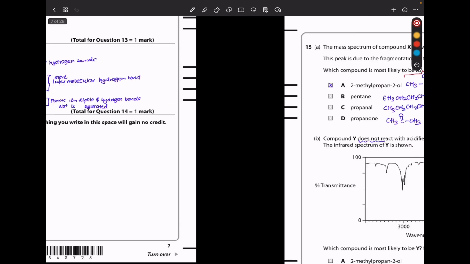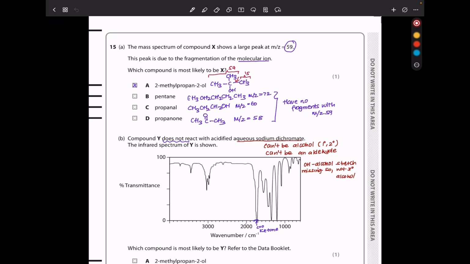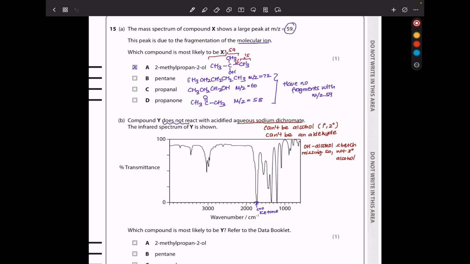And in question 15, the mass spectrum of compound X shows a large peak at mass to charge 59. This peak is due to the fragmentation of a molecular ion. Which compound is most likely to be X? Because X has a peak at mass to charge 59, these ones here have no peaks at mass to charge 59 except this one here, so the answer is going to be A.